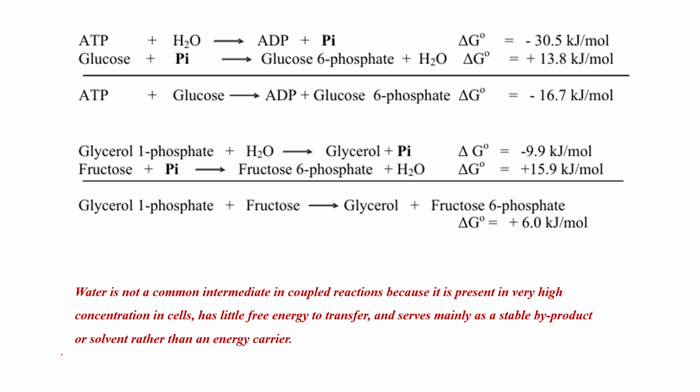If you're able to explain with this particular phrase there, you are good to go. Why is water not a common intermediate? Water is not a common intermediate because its concentration in cells is very high, and also it is stable as well. So it's a stable byproduct, and it acts as a solvent for the reaction to occur rather than acting as an energy carrier. It doesn't carry energy. You get it? So that is the explanation why water is not a common intermediate. You can't cancel out water.